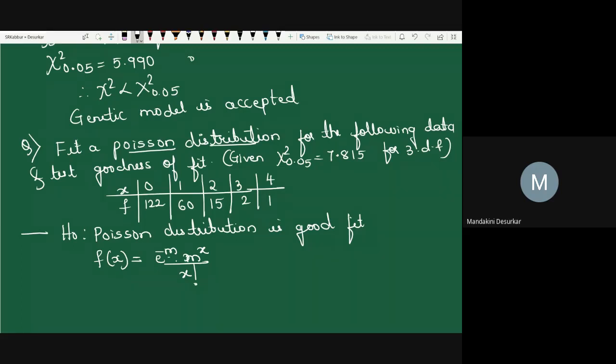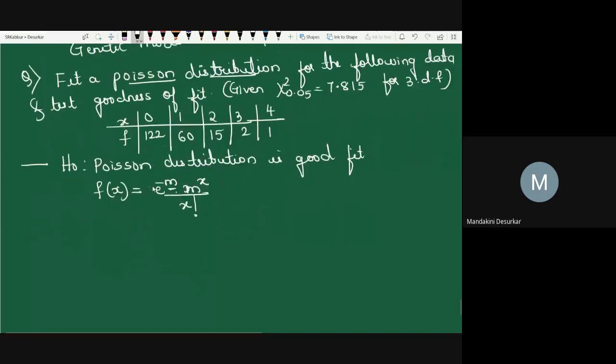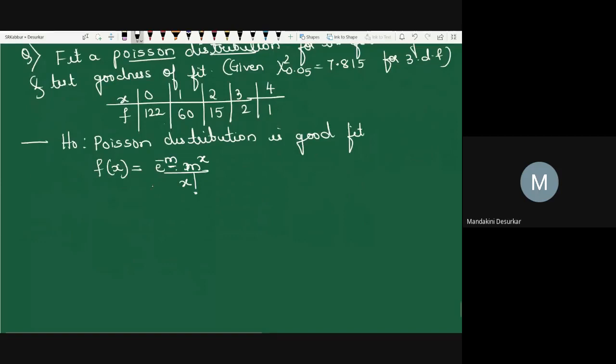What is that? m. Now, how will I find the value of m using this data? Can anyone tell me? How will I find the value of m using this table? What should be the formula? Getting it, no? Why am I finding the mean? It is because it is required.